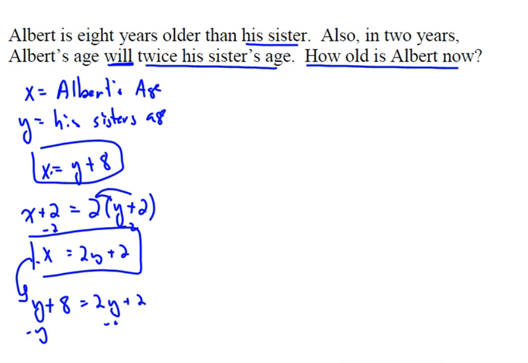So it makes it a very easy problem to solve. Subtract y, subtract 2, and you get 6 = y. And so Albert's sister's age is 6. How old is Albert right now? Well, 6 plus 8 is 14. And so the correct answer to this problem is 14.